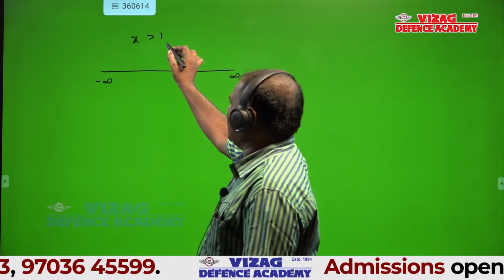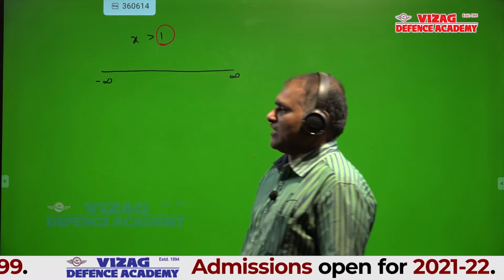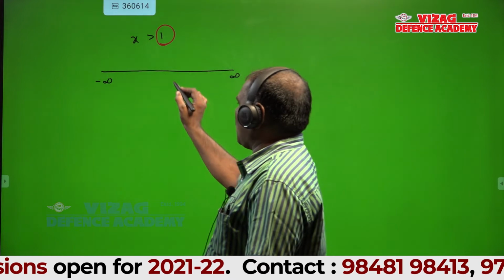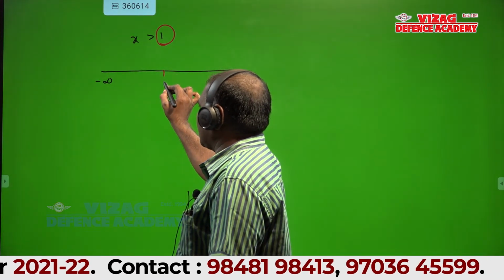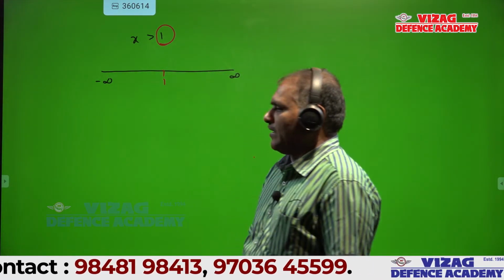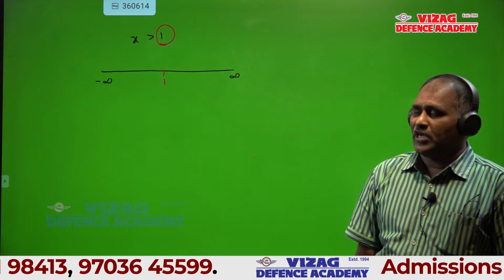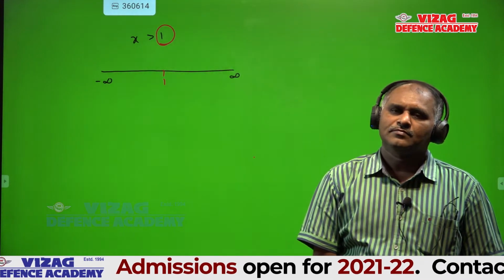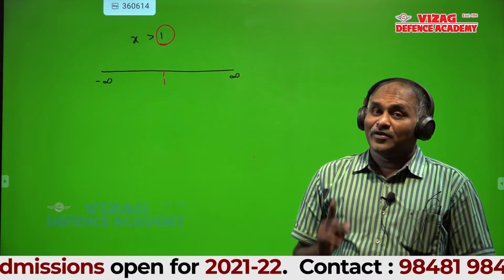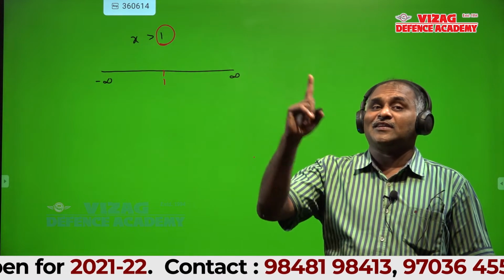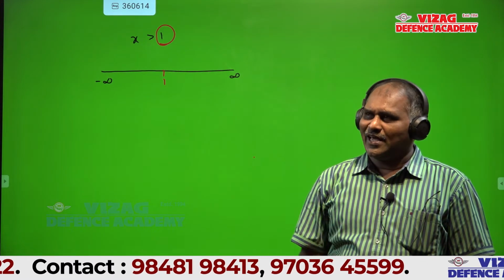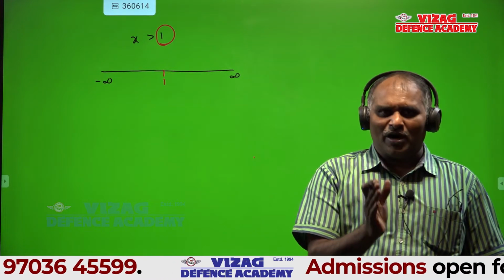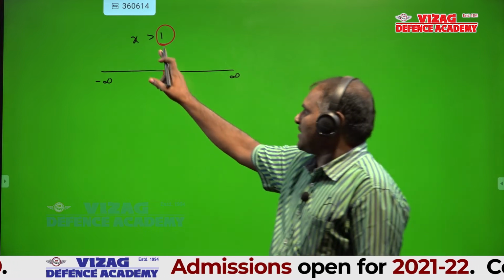But what is the value given here? 1. We indicate 1 on that number line. Is it greater than or less than? Greater than. When greater than is there, it is the right hand side of 1. If less than is there, it is the left hand side of 1. Therefore, x greater than 1.